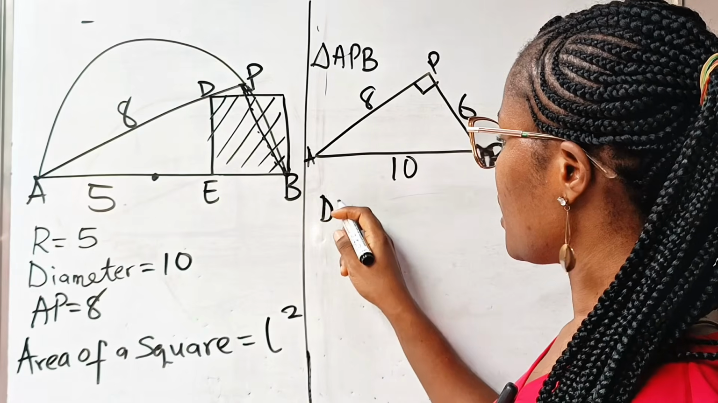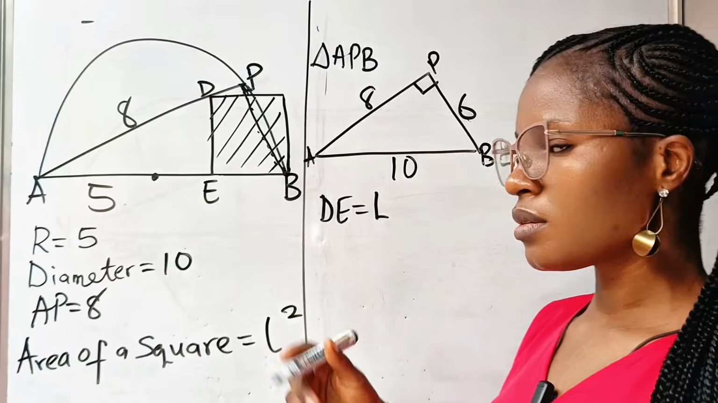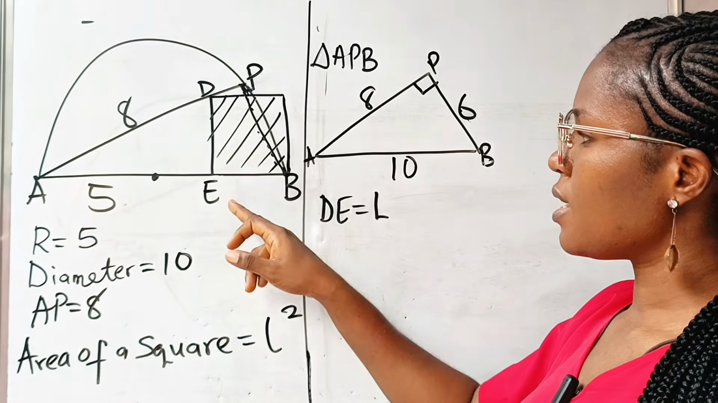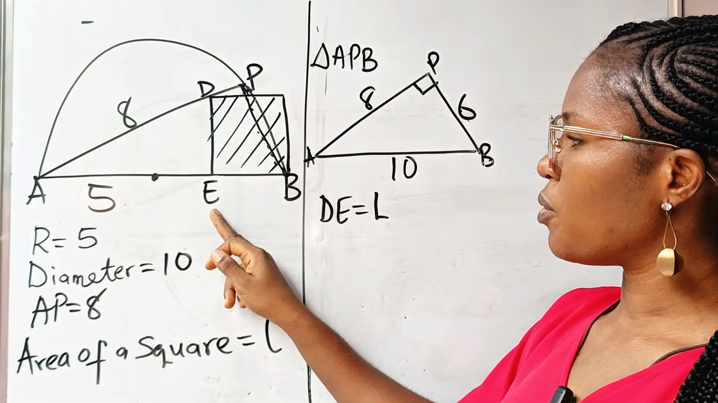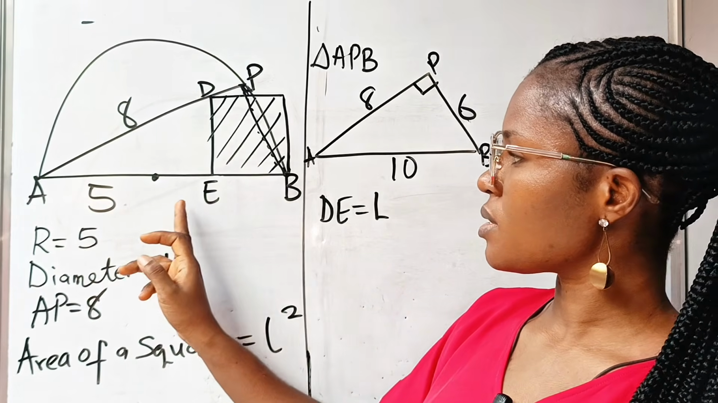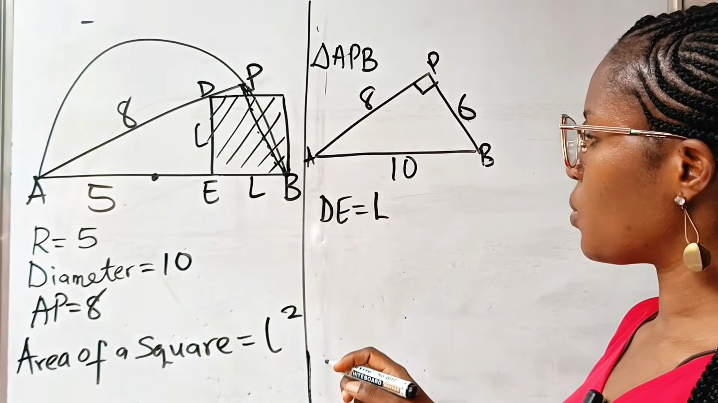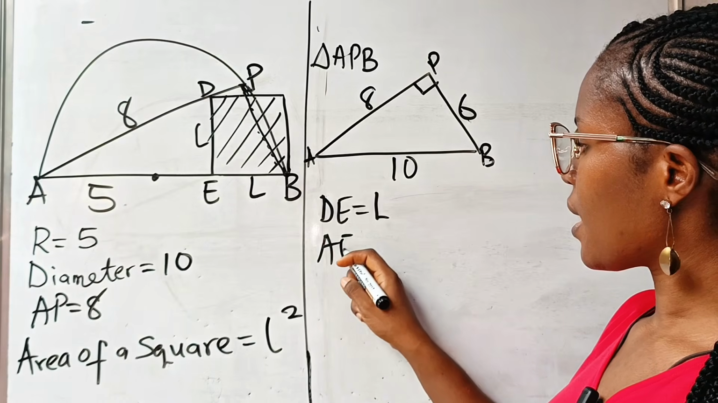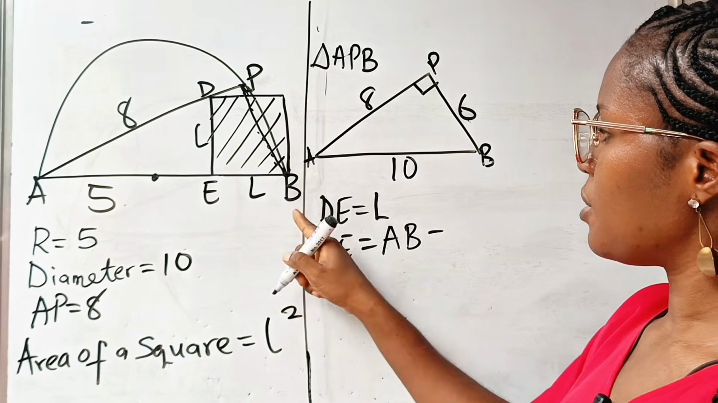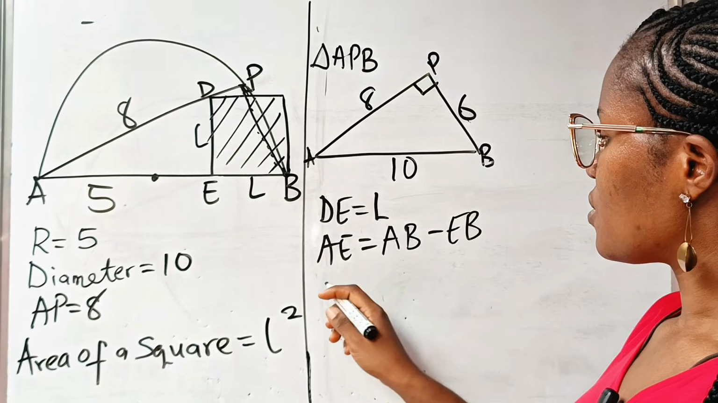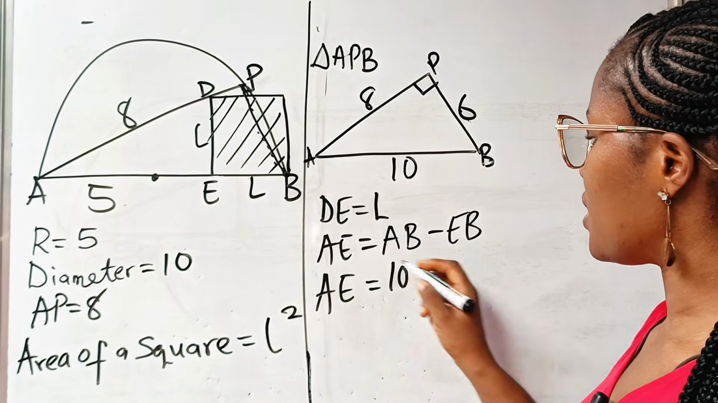Now we know that DE is equal to L, which is the length of the square. So DE is L. Now if AB is 10, then AE will be what? 10 minus L, because EB is also L. So if this place is L, this place is L. It means that AE will be equal to AB minus EB, or BE. So AE is equal to AB, which is 10, minus EB, which is L.